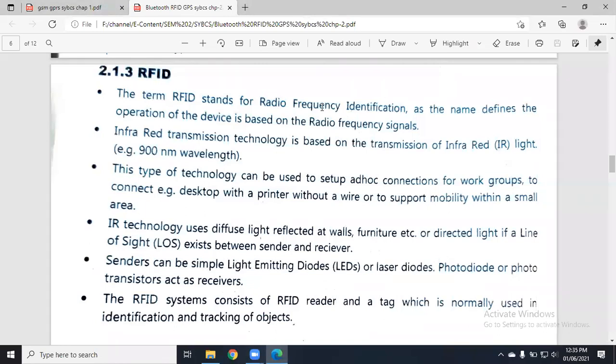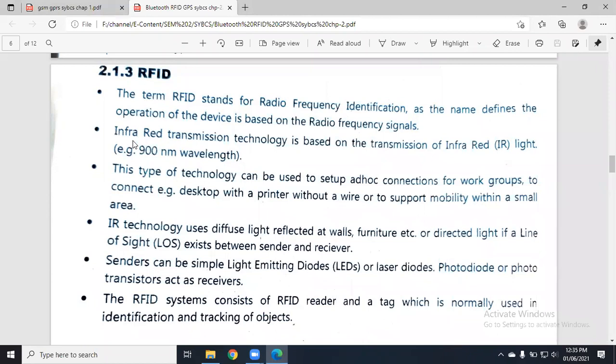So infrared. Infrared transmission technology is based on the transmission of infrared light, that is IR light.